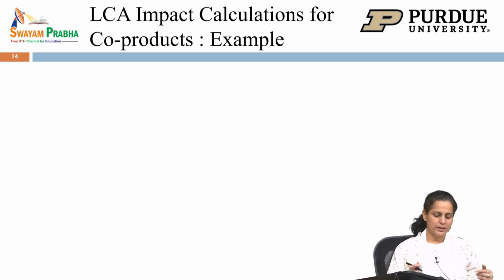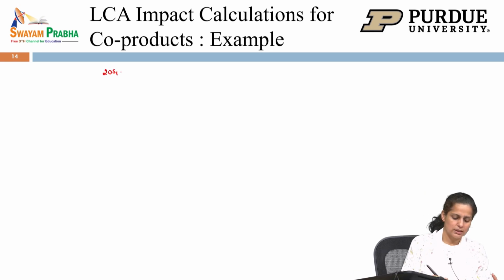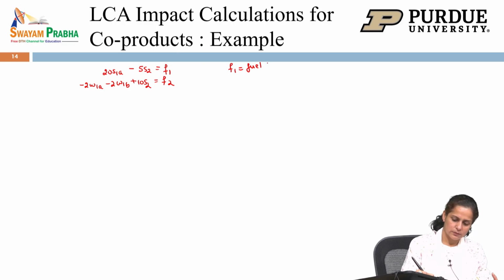So, simply we write the balance. So, 20 S1A minus 5 S2 is equal to F1, that is the fuel production. Then we have minus 2 S1A minus 2 S1B and plus 10 S2 is equal to F2, that is the electricity production. So, your F1 is the fuel demand from the network, your F2 is electricity demand, and your F3 is the byproduct.